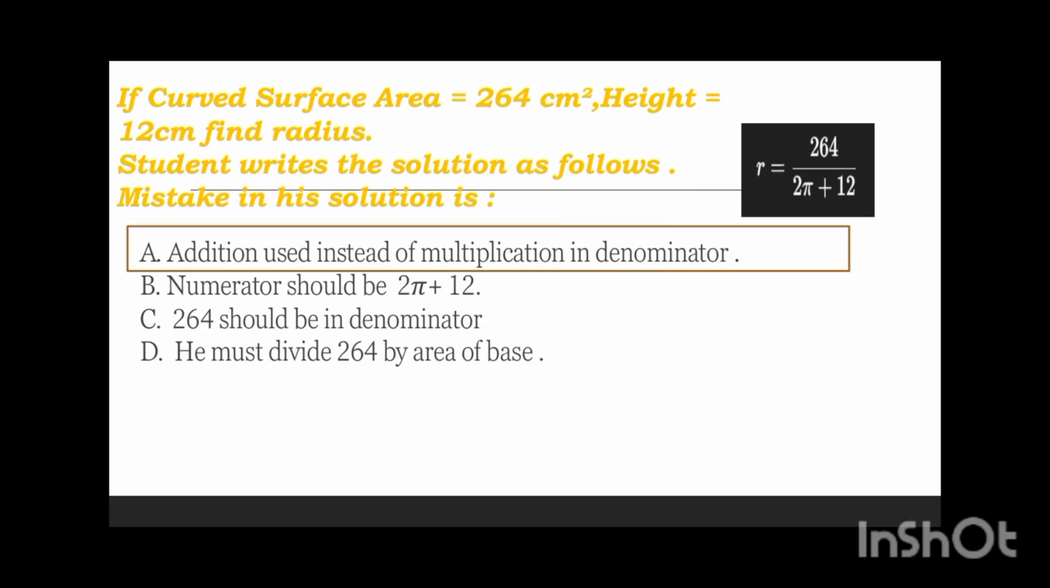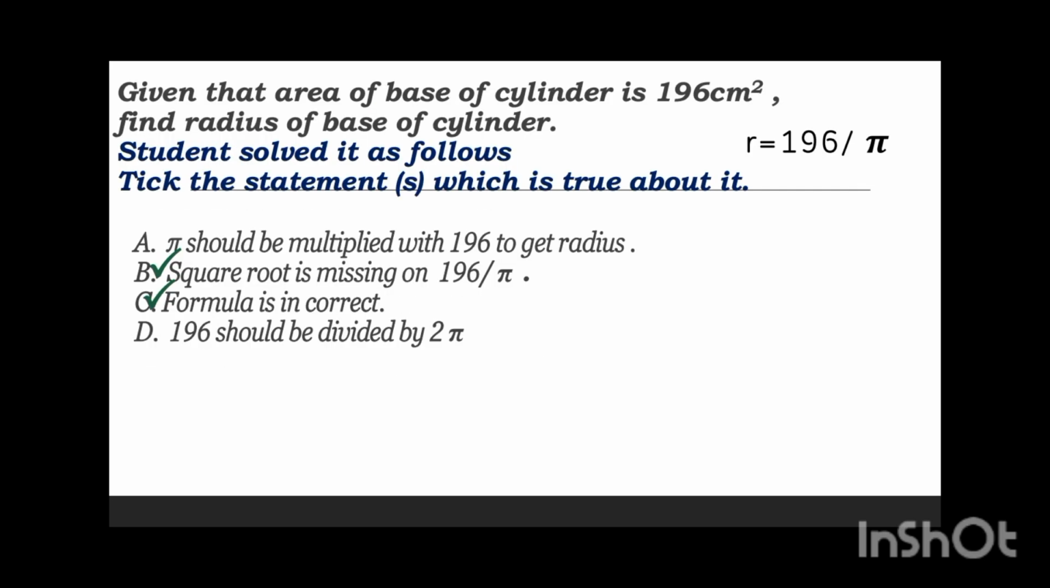Okay, if curved surface area is equal to 264 centimeter square and height is equal to 12 centimeter, find the radius. Student writes the solution as follows. What is his mistake? He used addition instead of multiplication in the denominator. Okay, he had to use multiplication.